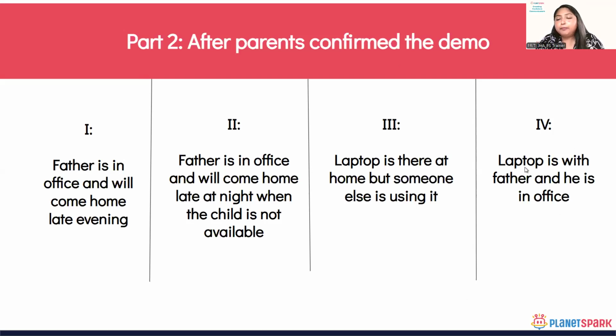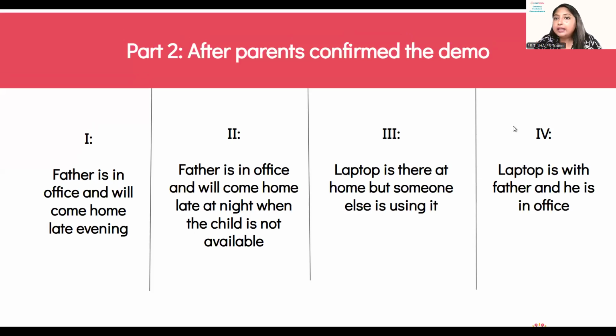Number 4, laptop is with the father and he is in the office. Now, this is a tricky situation. When the laptop is with the father, we can only continue with this. Since laptop is their own and they have a laptop at home, what we can do is wait for the father to come back home. If he is coming back by 7:30, we can obviously schedule the class after that. But in case the father is coming home late at night, then there is not much room to discuss actually. Whatever device you get, you have to continue with that.